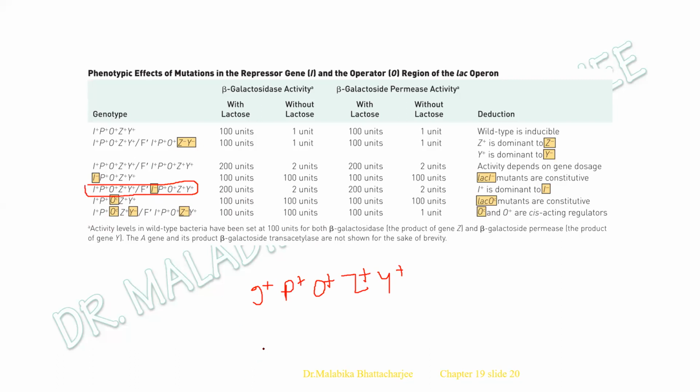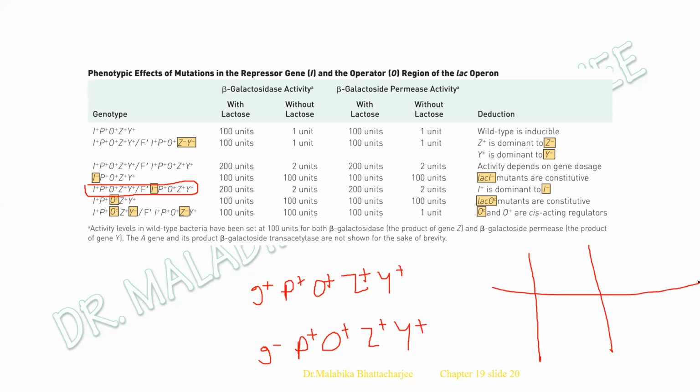When I write in my copy, I make some distance so that I can imagine that there are two strands: I minus, P plus, O plus, Z plus, Y plus. Fine. So we have our problem now. Now let us make the table. We have to find the status of Z and Y.